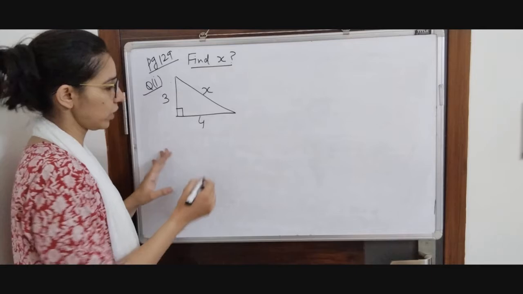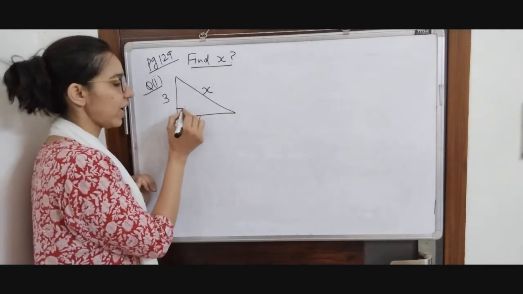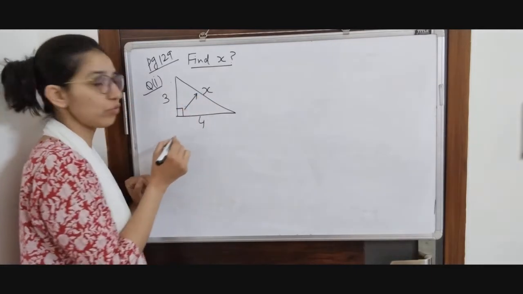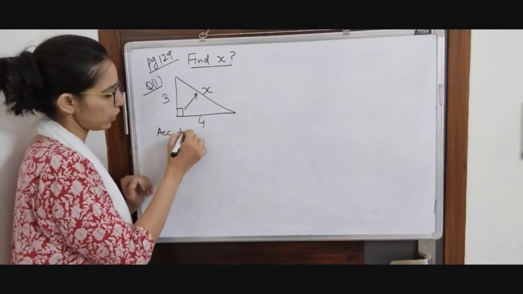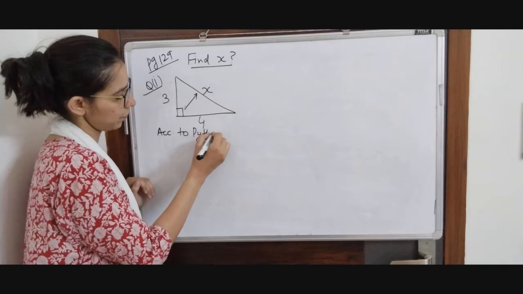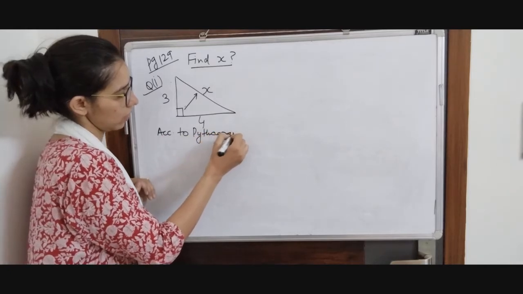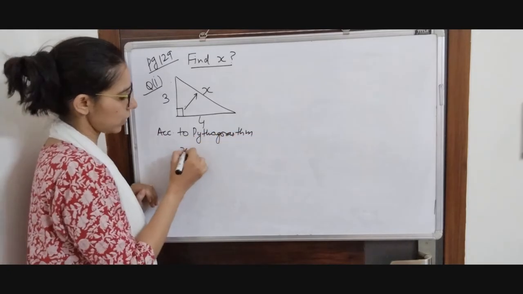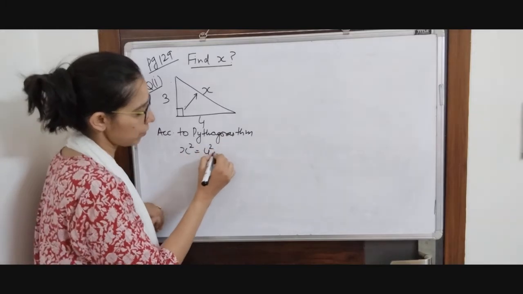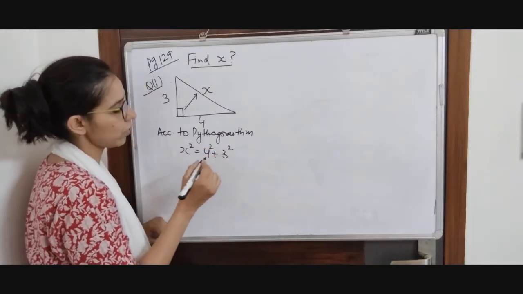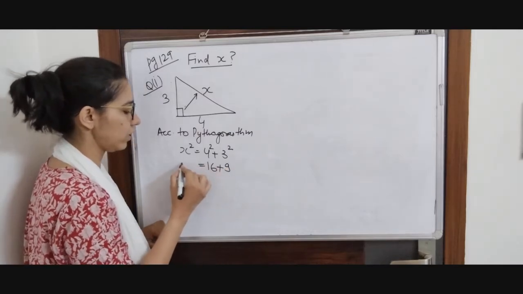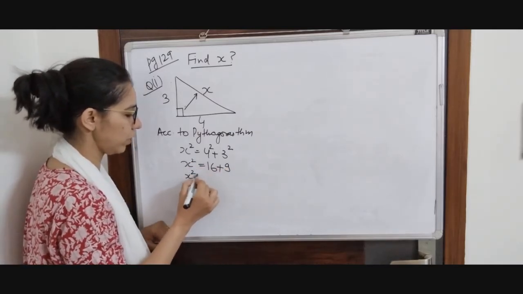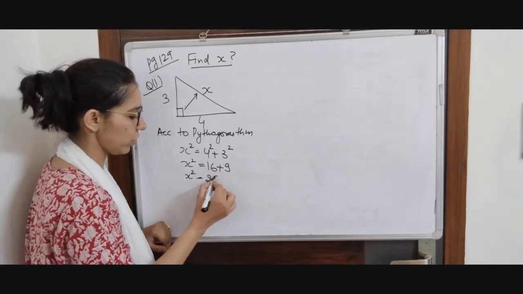Okay, so this is the right angle, and the side opposite the right angle is always going to be the hypotenuse. So according to Pythagoras theorem, your x square is going to be 4 square plus 3 square. Okay, 4 square is going to be 16 and 3 square is going to be 9. So your x square is going to be 16 plus 9, which is 25.